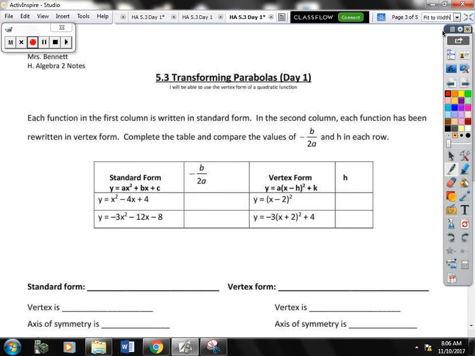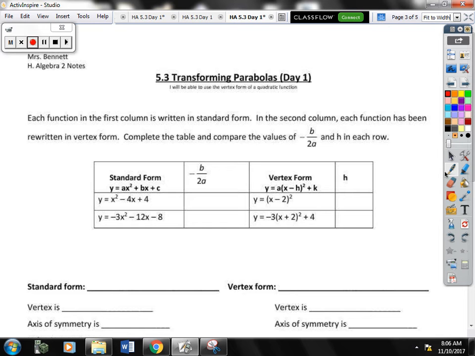Just like when we did linear stuff, we learned 3 different formulas. We learned slope-intercept, point slope, and standard form. Parabolas, there are 2 forms. Standard form was what we've been working with, but there's also something called vertex form. And it's called vertex form because the vertex is in that form, so you're able to quickly identify it without having to do negative b over 2a.